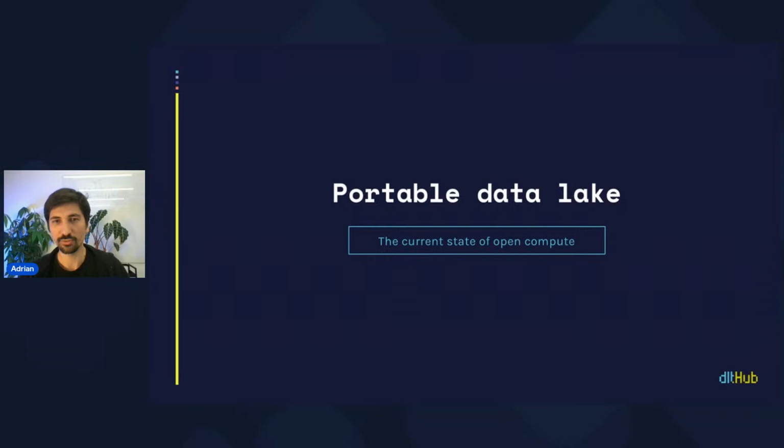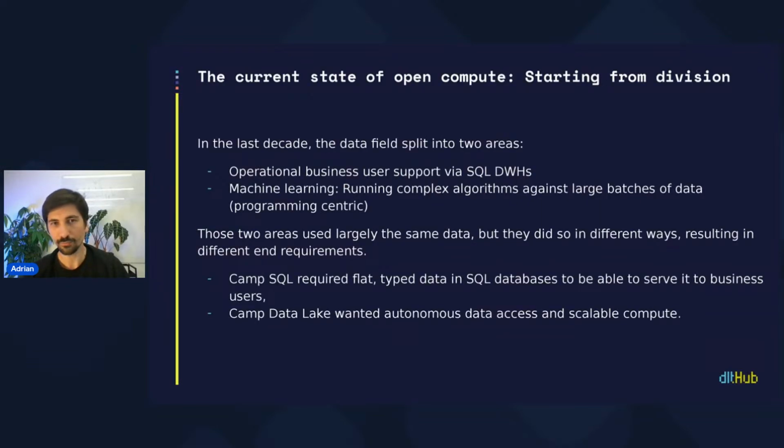So let's look at the current state of Open Compute. You could say it starts from a division. In the last decade, the data field split into two areas. One is operational business user support through SQL and data warehouses, and the other is machine learning, so people running complex algorithms against large batches of data. And those two areas used largely the same data. It's the business data, but they did so in different ways, resulting in different end requirements and different technology stacks.